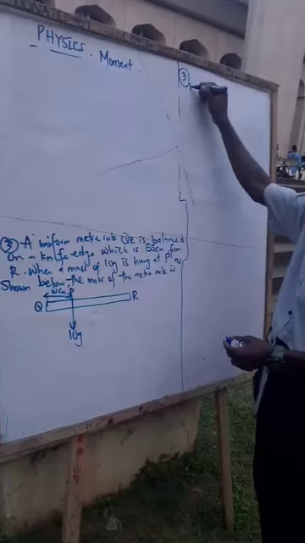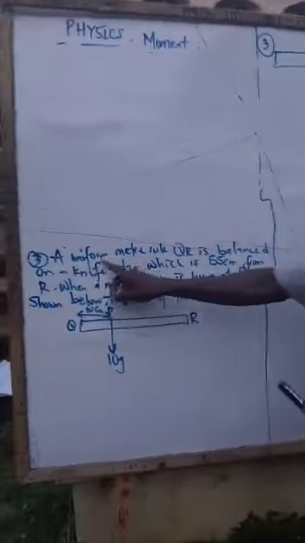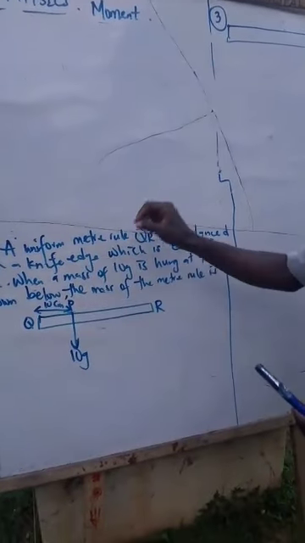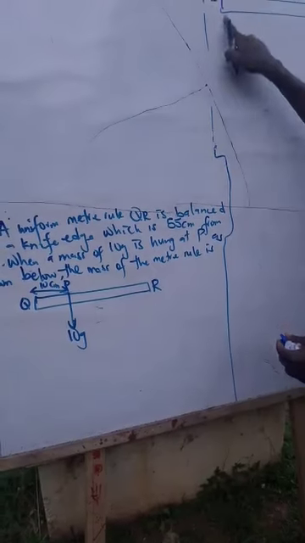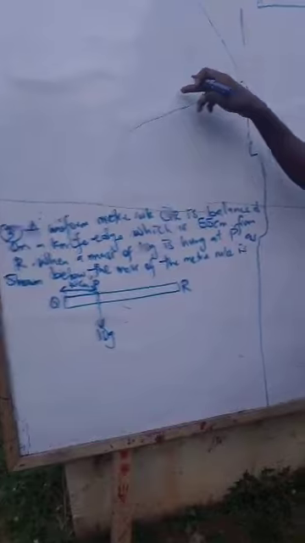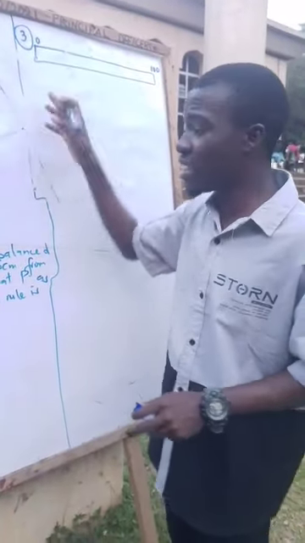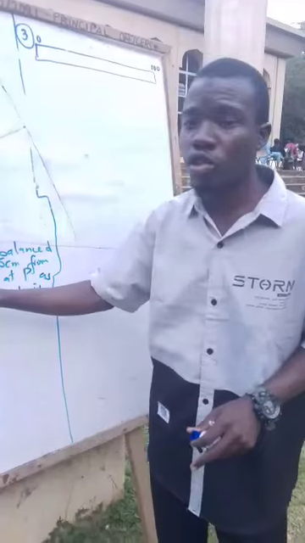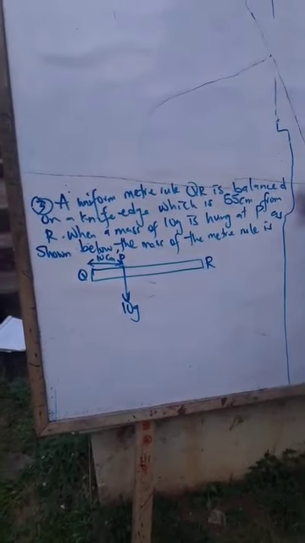So we have a uniform meter rule. Are we together? As I said in the first video, if the length is not mentioned, a uniform meter rule is always 100 centimeter. So we have 0 to 100. But if the length is given, like the previous one I solved, where the length was given to be 50 centimeter, that is different. In this case, they said a uniform meter rule, so the length was not given. So anytime a uniform meter rule is mentioned and the length is not given, we assume it is 100 centimeter.